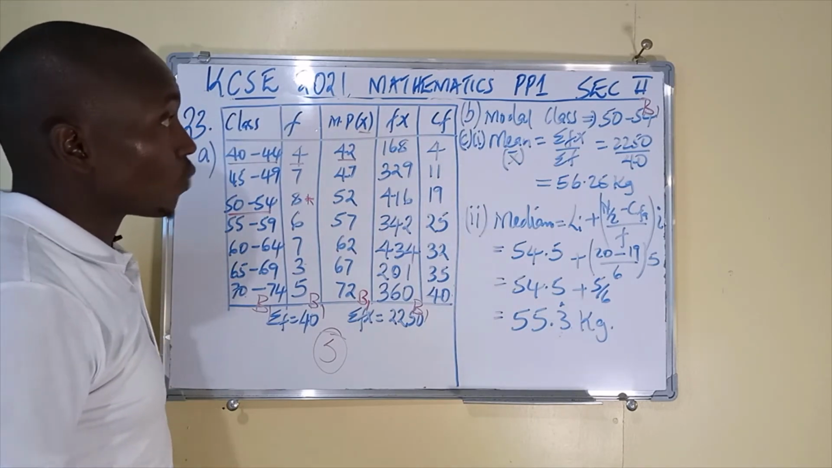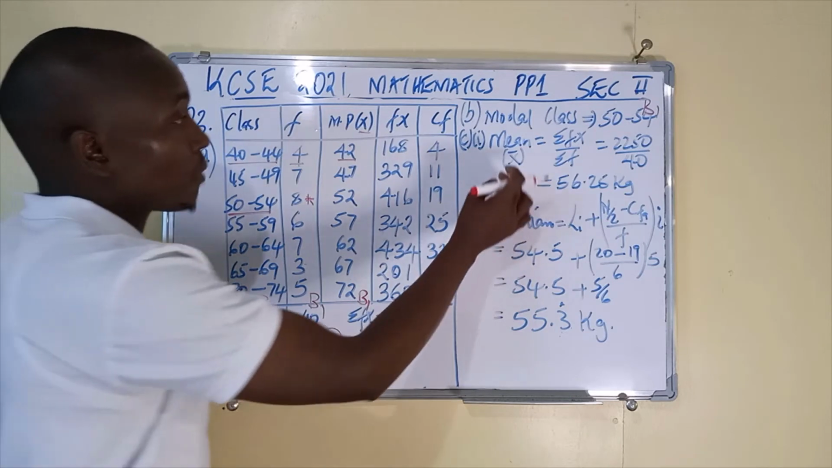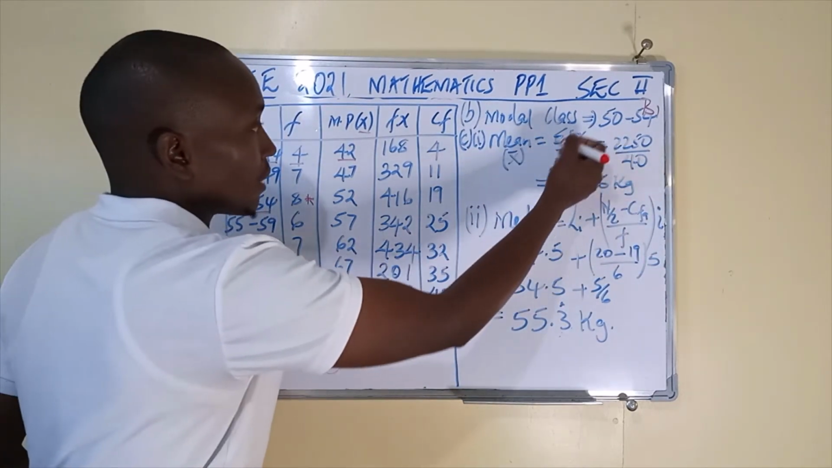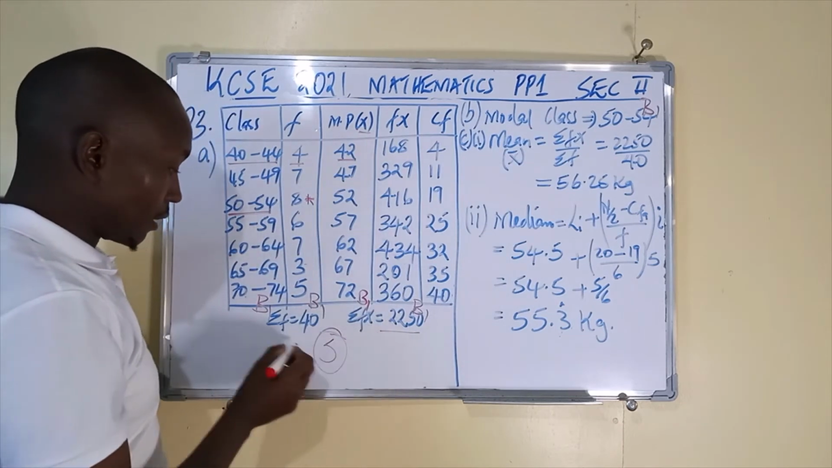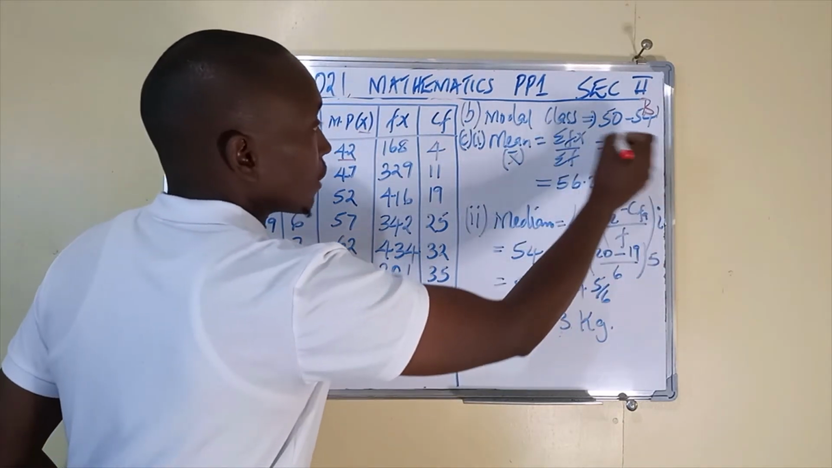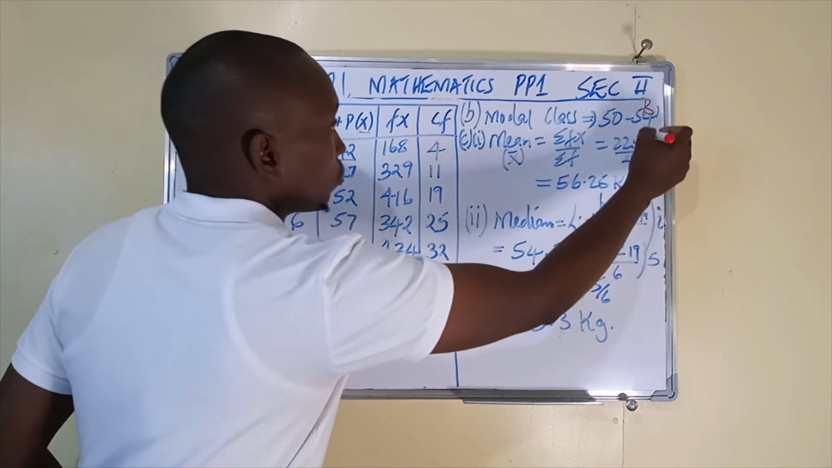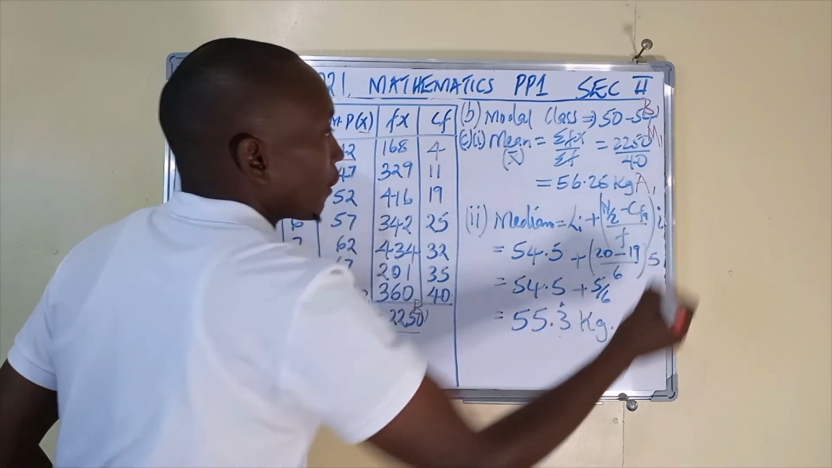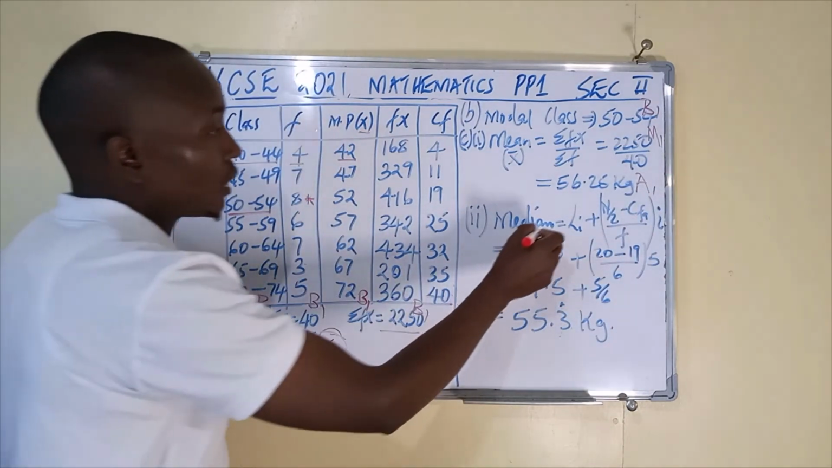Part C, Roman 1. The student was to work out the mean mark, the x bar for the data. The x bar is always given by the summation of fx divided by the summation of frequency. As I have done there, if the student was able to extract these, then the answer there, 1 mark. Part C, Roman 2, the median mark.